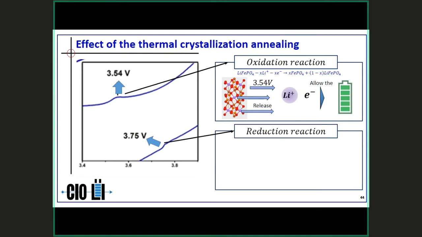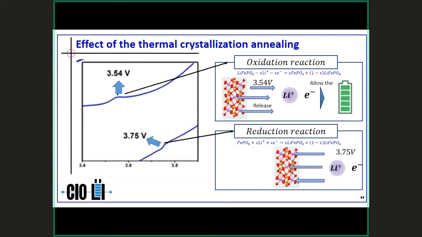Now, the other peak is telling us that at 3.75 volts there is a reduction reaction described by this equation, and it is telling us that at this voltage, these two species, lithium cations and electrons, are returning back to their original place inside of the crystal structure, and therefore it will lead to the discharge of the battery.